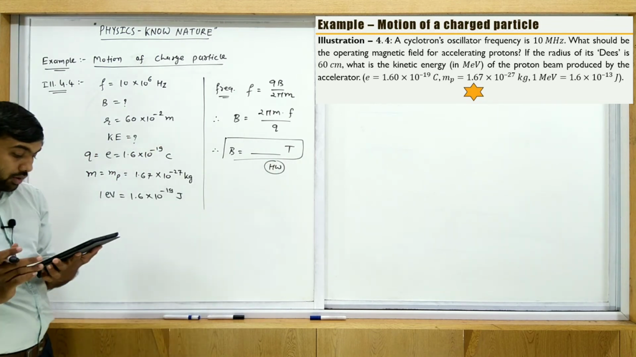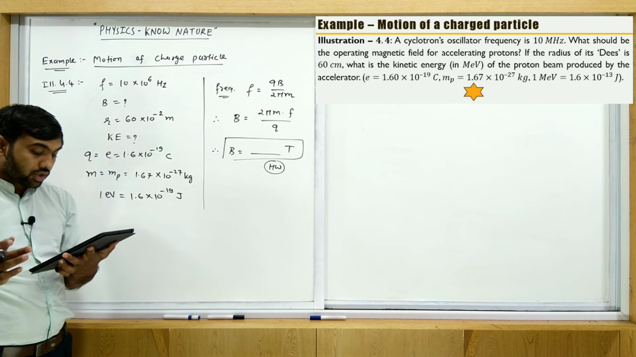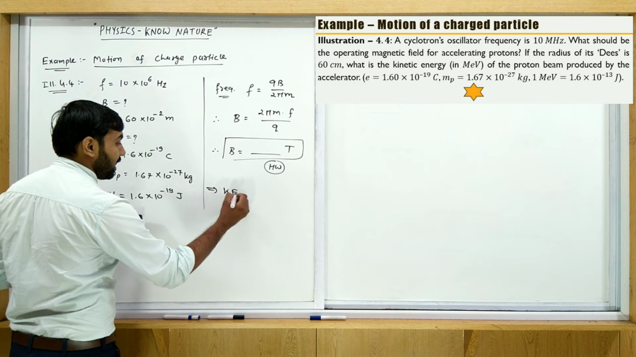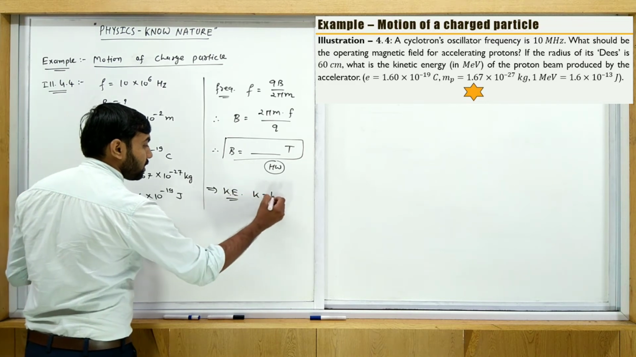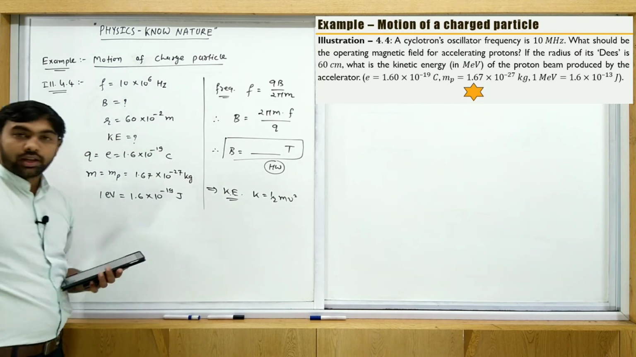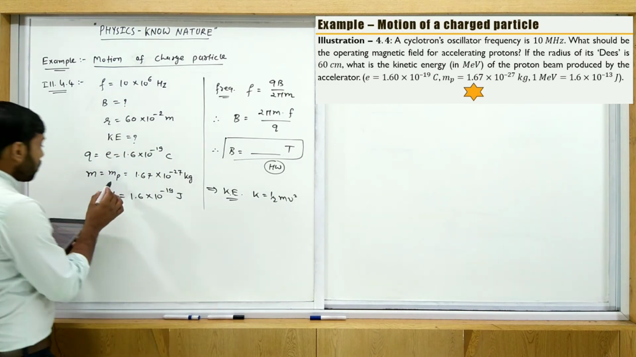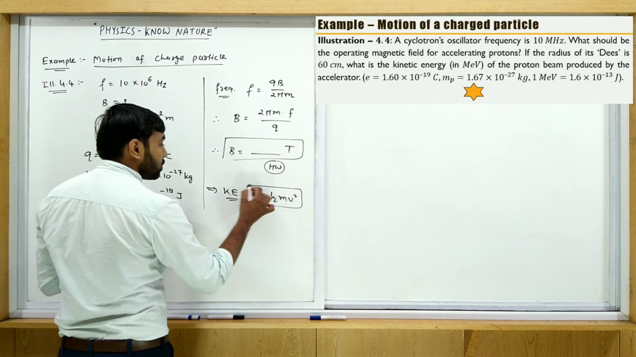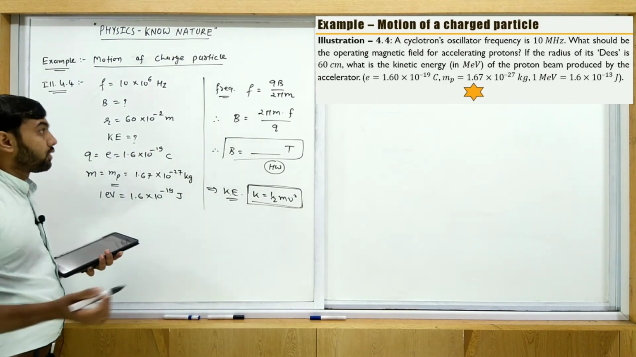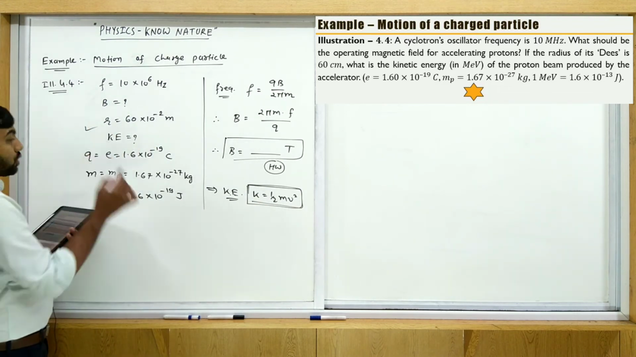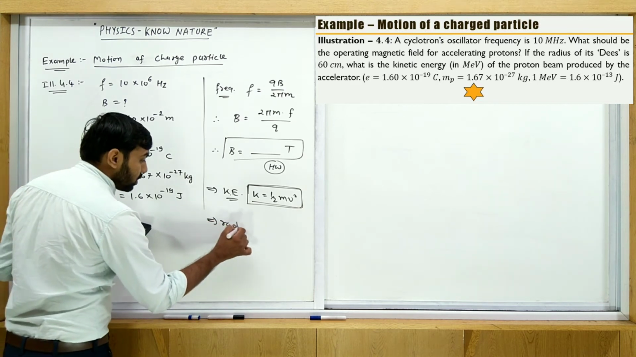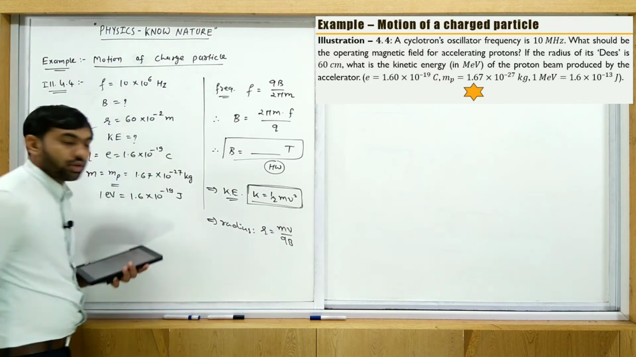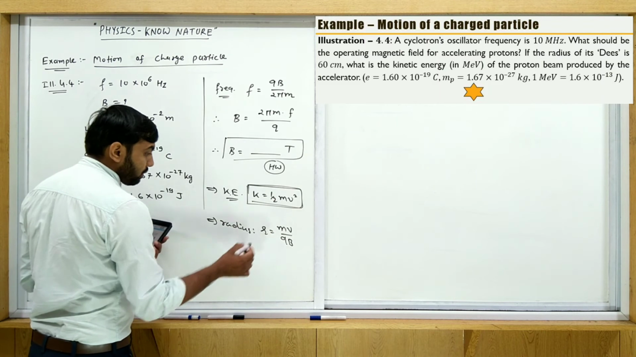Another thing we have to find is the kinetic energy of the proton. So kinetic energy K is equal to 1/2 mv square. Here m is a known value, but v is not given, so first find v. You can use the equation of radius, since the radius is given. The radius r is equal to mv upon QB. Now v is unknown in this equation, so first find v.